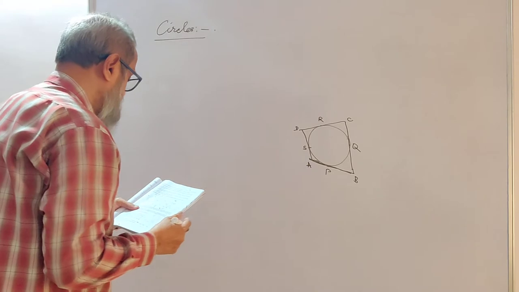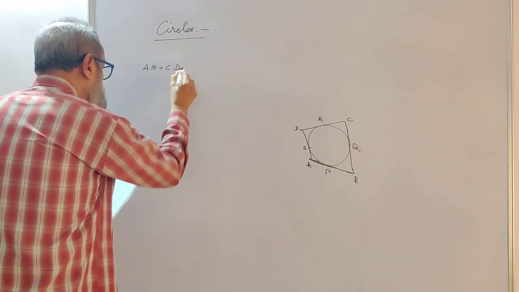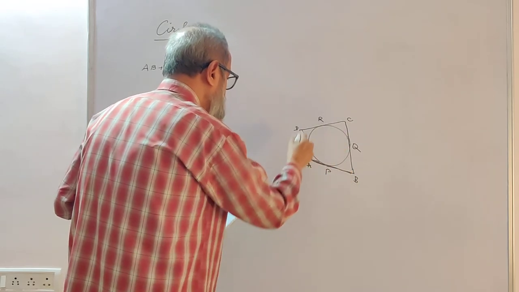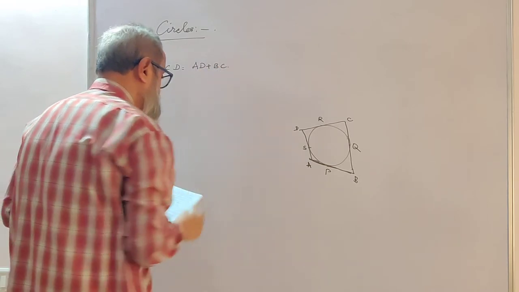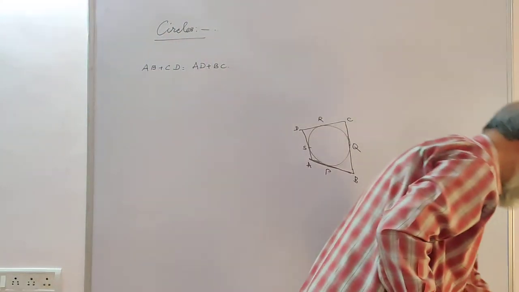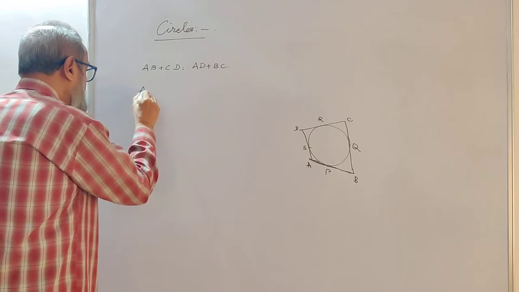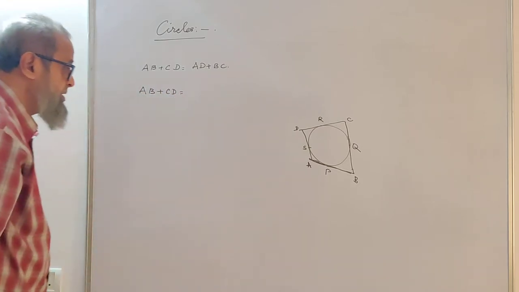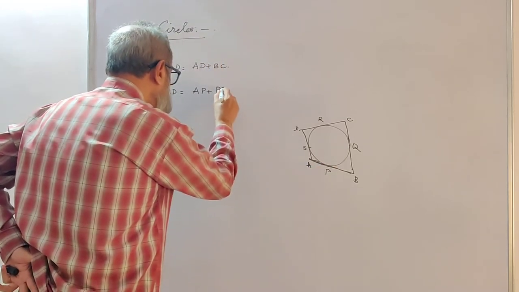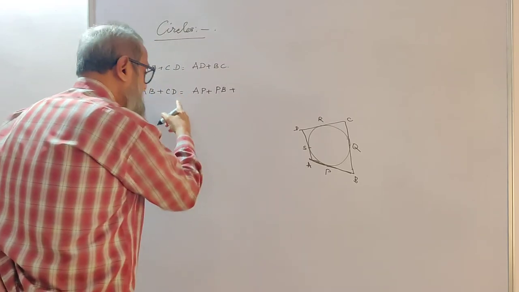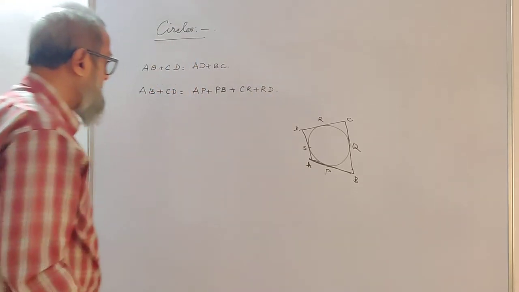Now he is asking us to prove that AB plus CD is equal to AD plus BC. I'll take the left hand side. AB plus CD is equal to AP plus PB plus CD, which is CR plus RD.